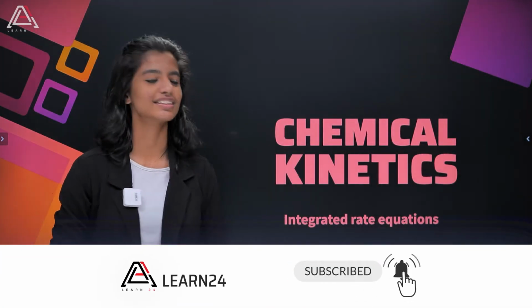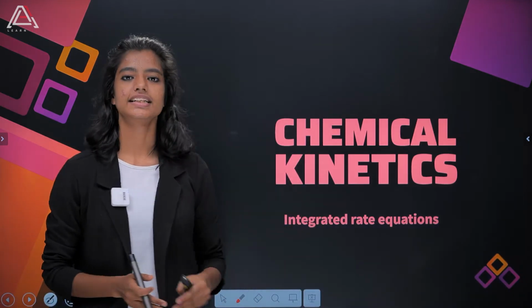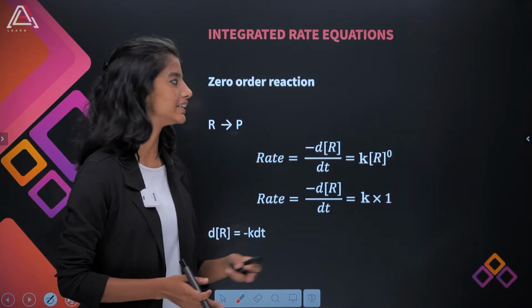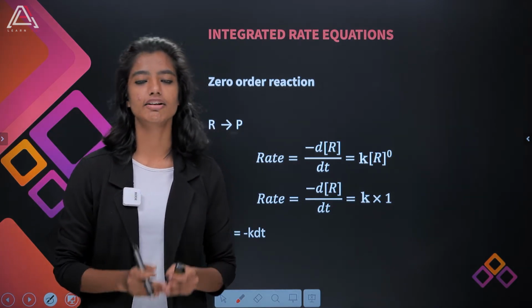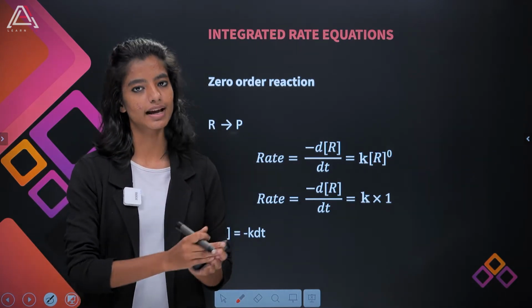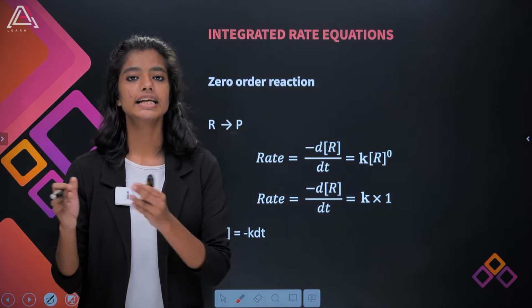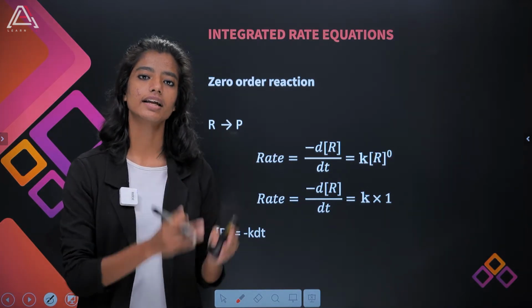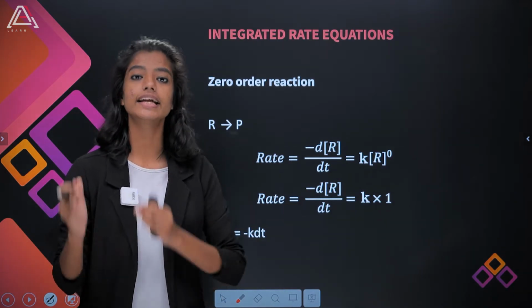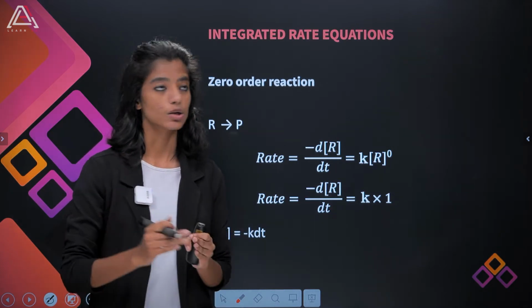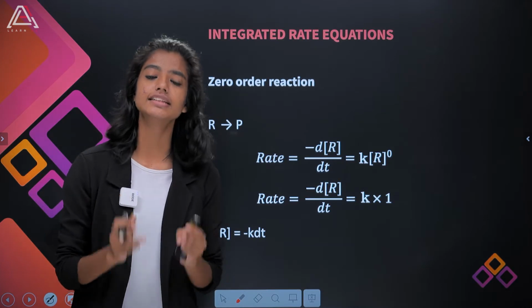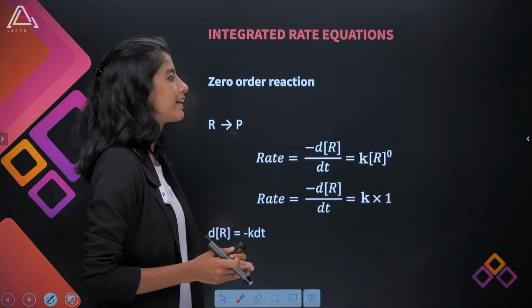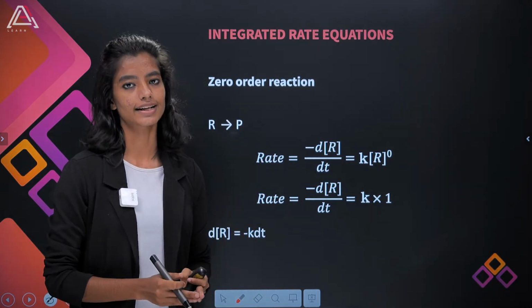In this video, we are going to learn about the integrated rate equations. We have already studied the rate of a chemical reaction and also the factors influencing the rate of chemical reactions, where we have studied the differential form of those equations. Now we have to study the integrated form of those equations, that is the integrated rate equations, and it is different for the zero order reaction and also for the first order reaction.